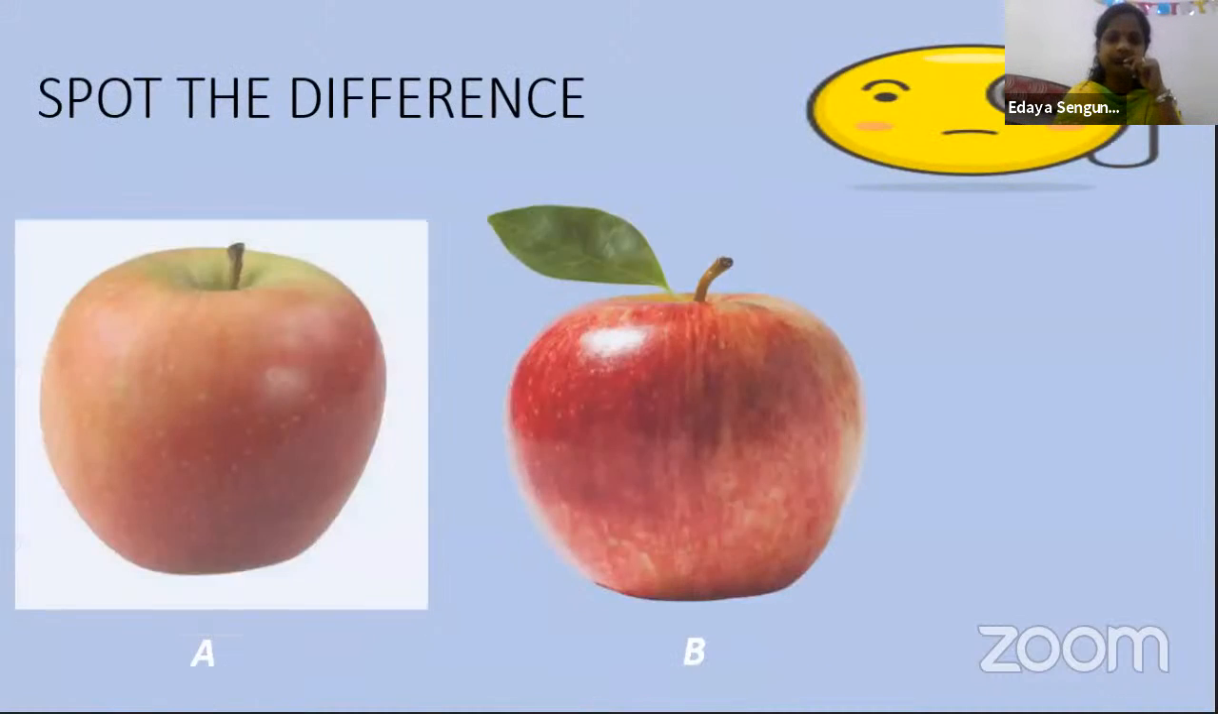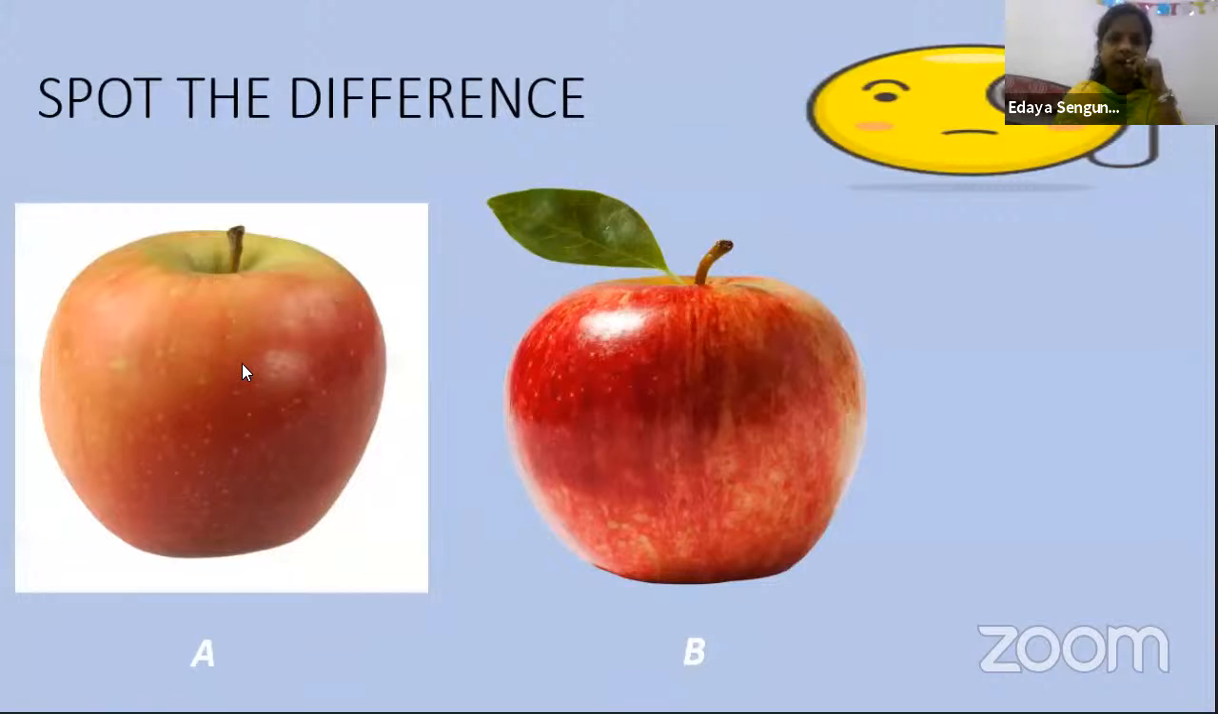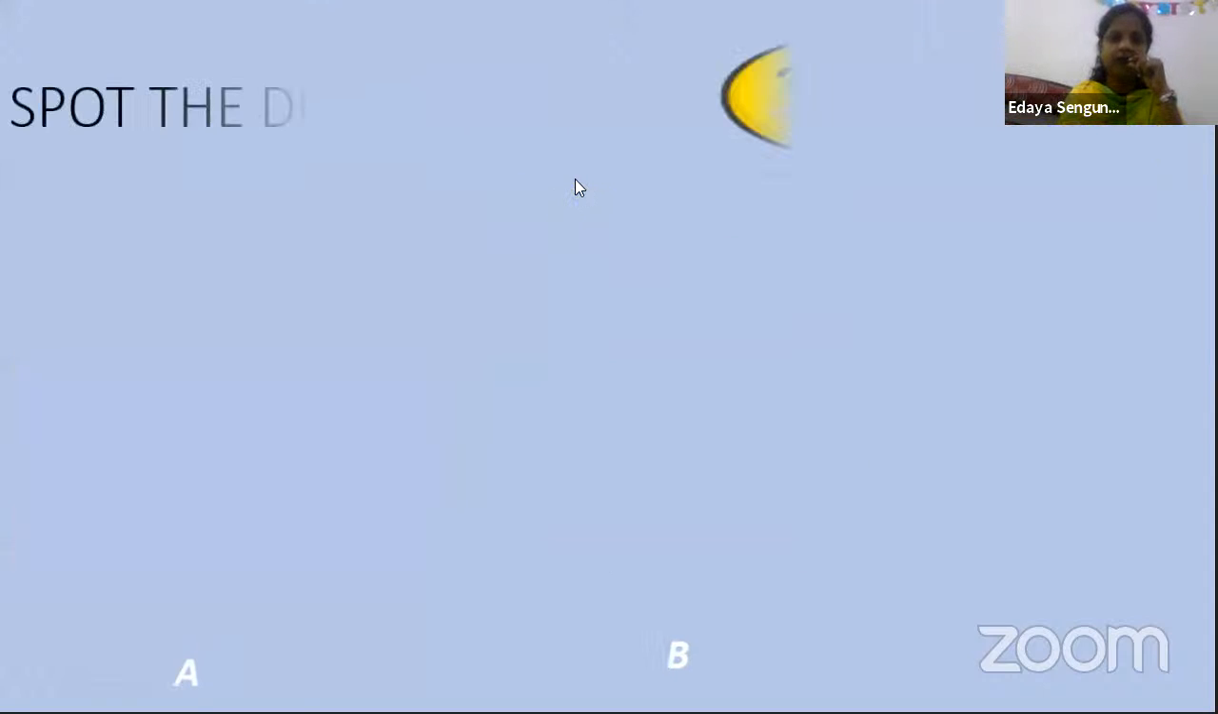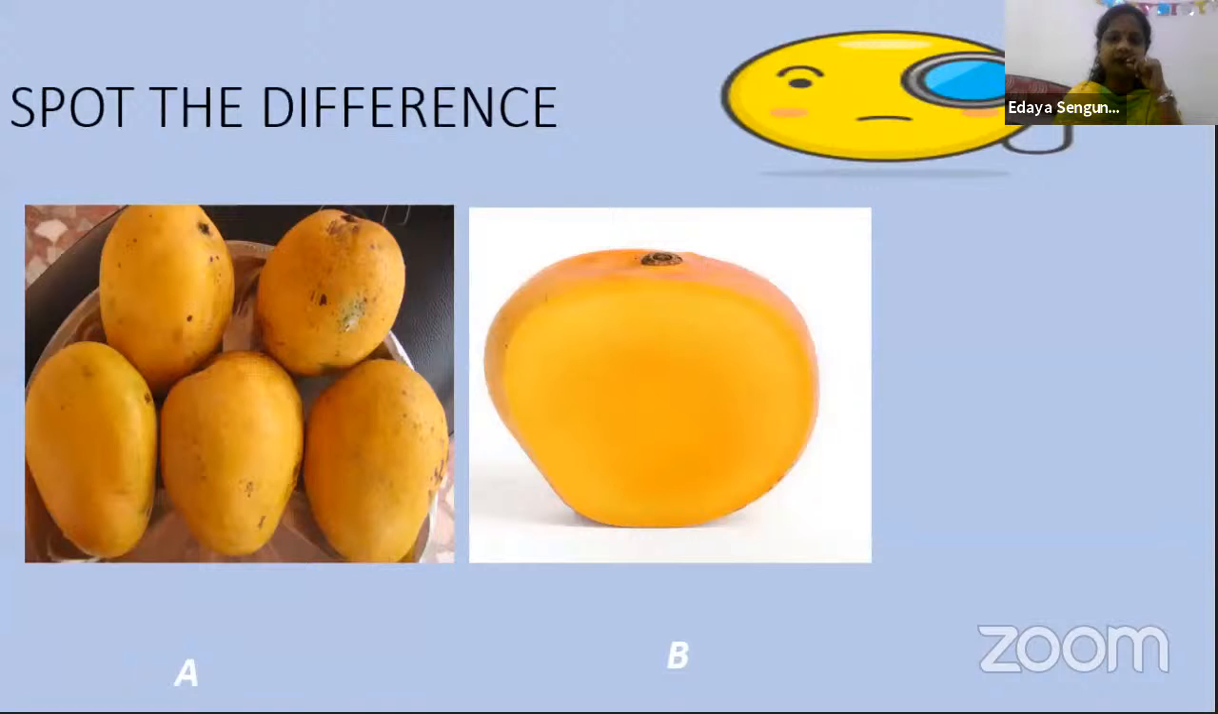Now this? Apple. Which is fresh and which seems less attractive? It doesn't have any black spot, but it is less attractive. Which is more attractive and which is less attractive? B is more attractive. And this is? Mango. Which one is more attractive? B is more attractive. Again in A pic we see some black spots. Good.